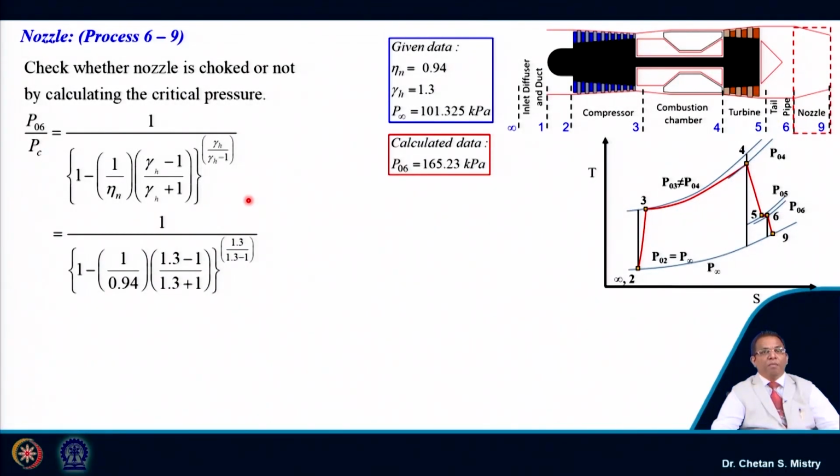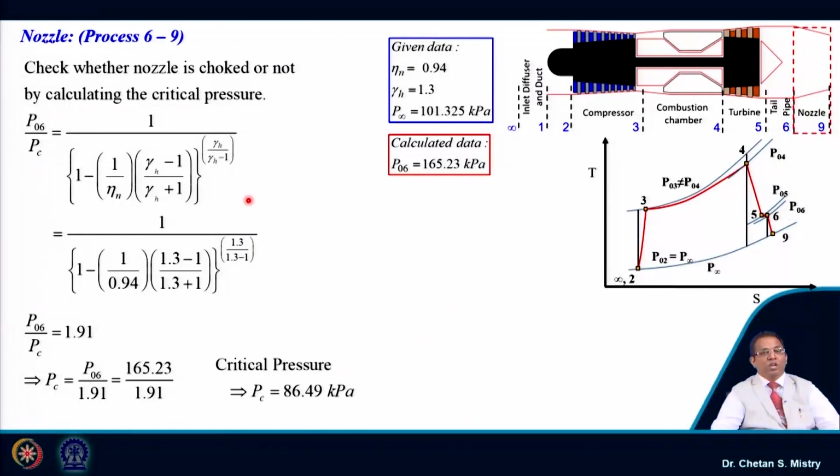Now, let us put in these numbers. We know our gamma for hot gas is 1.3, and if we put all these numbers, it says my critical pressure ratio is coming 1.91. Now, we have calculated our P06, that is the entry pressure to my nozzle. So, we can calculate what will be my critical pressure. If we calculate that, it says my critical pressure is coming 86.49 kilopascal.